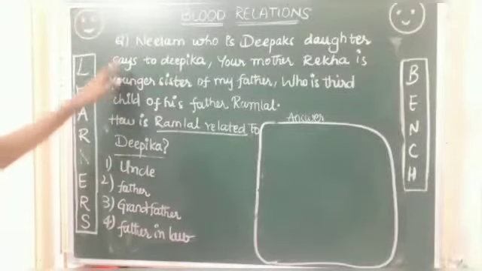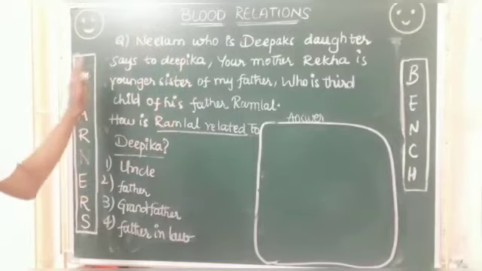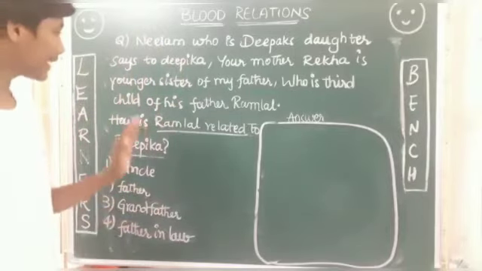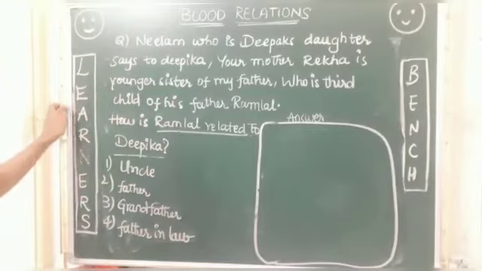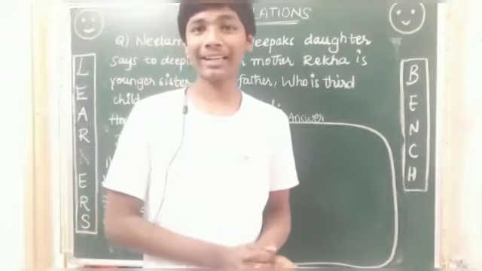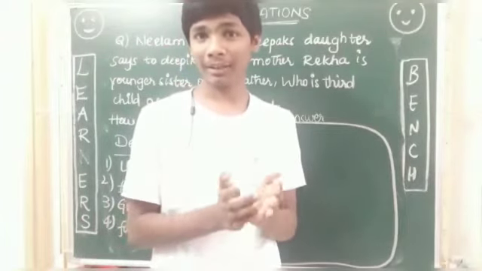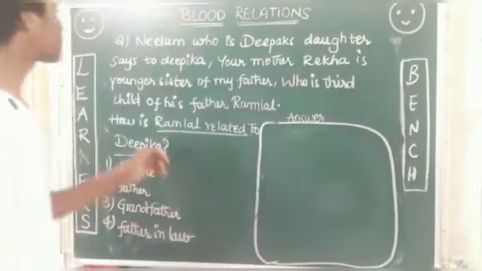Next question. The question is, Neelam, who is Deepak's daughter, says to Deepika, your mother Rekha is younger sister of my father who is third child of his father Ramlal. By seeing this question, you may feel that it's a very hard question, but if you draw the figures step by step, the question will be very easy.